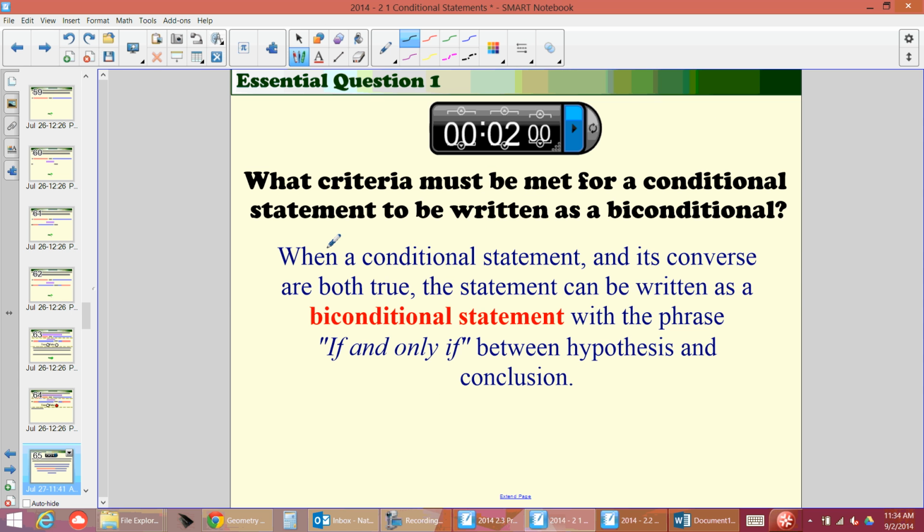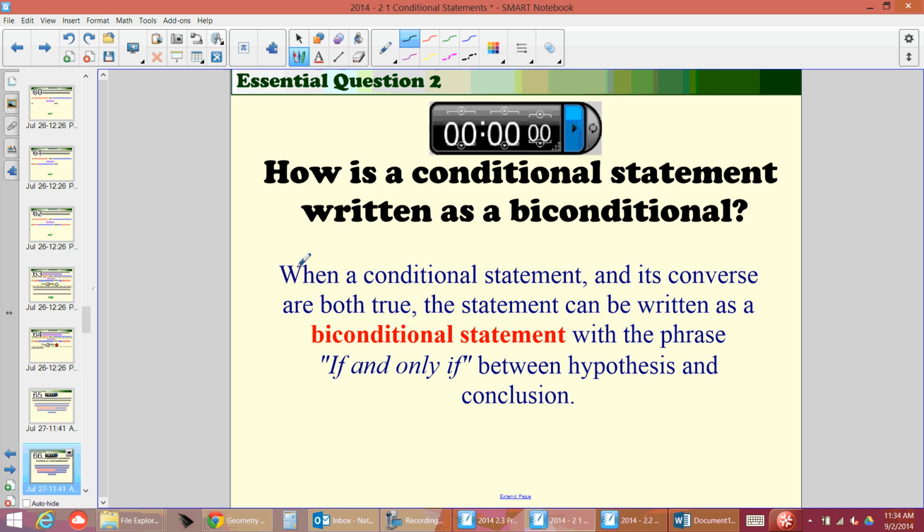All right. What criteria must be met for a conditional statement to be written as a biconditional? Then the original statement and the converse both have to be true. Take some time to write that into your notes. We're going on. Number 2, how is a conditional statement written as a biconditional? We would say hypothesis, if and only if, conclusion.